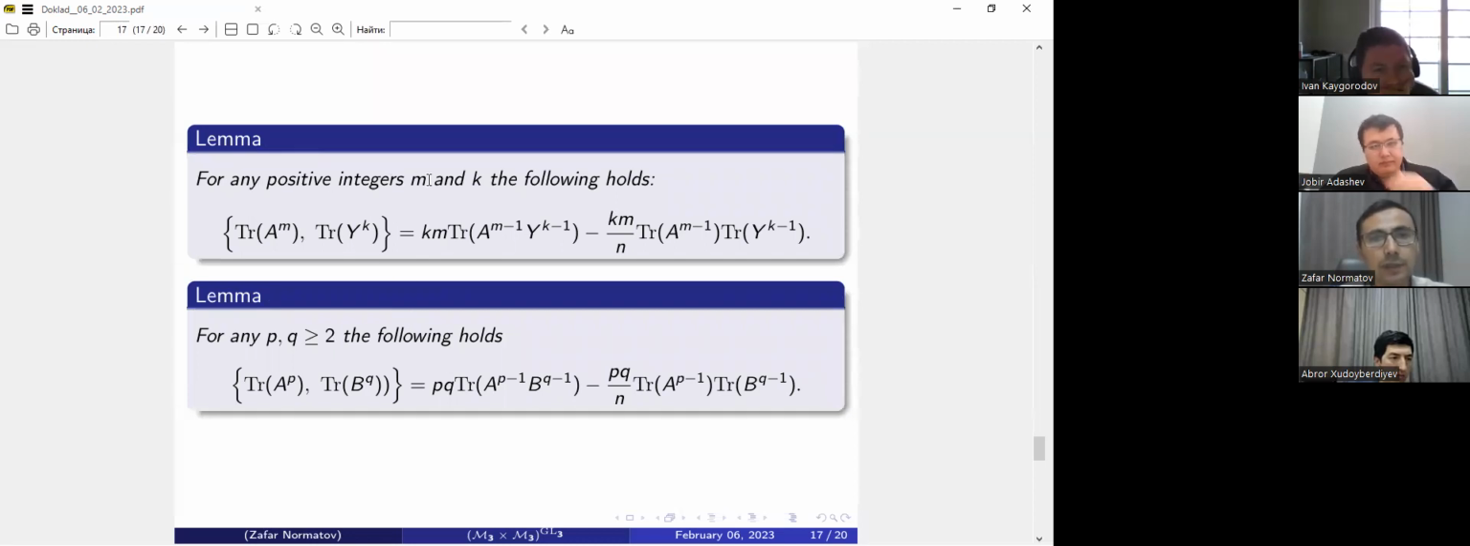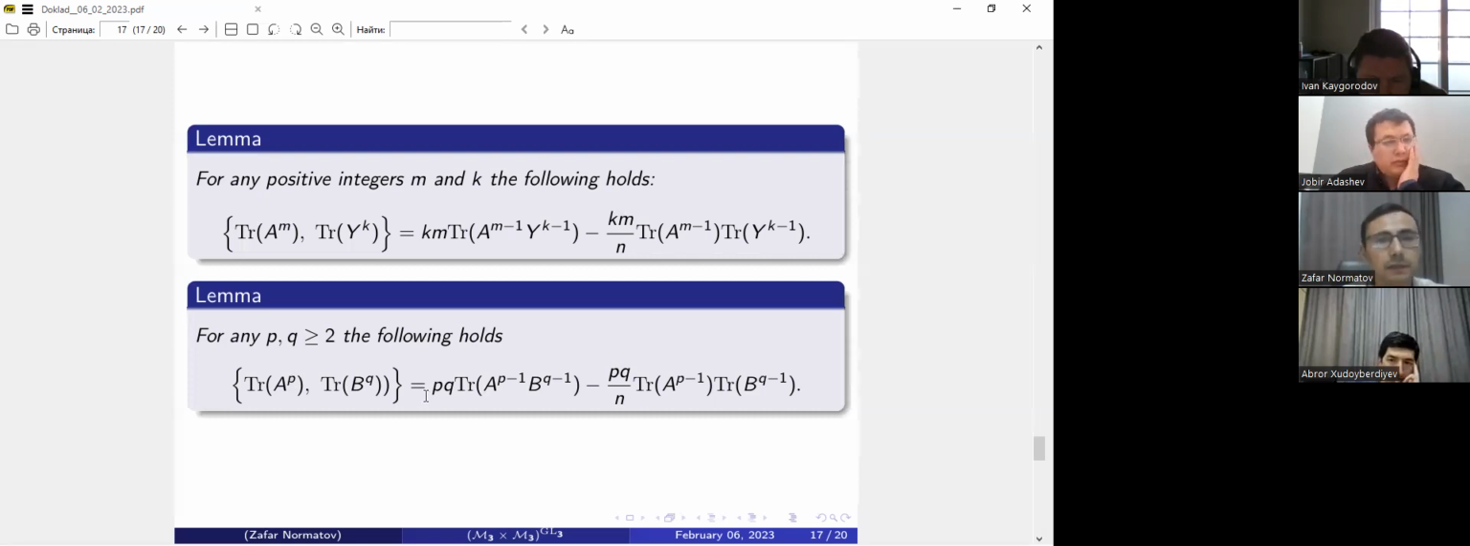For any positive integers m and k, the following holds. The Poisson bracket of trace of A to the power m and trace of Y to the power k equals this one. Also, for any p and q greater than or equal to 2, the following holds. So we have the formulas for these pure traces. How to calculate the Poisson bracket of pure traces?